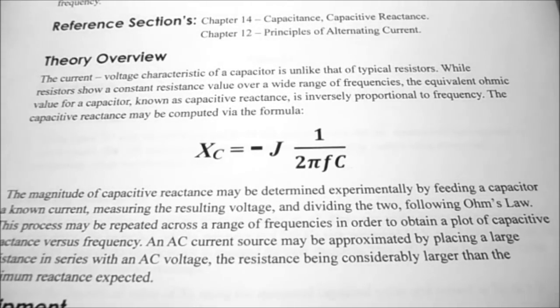It goes on to say that the magnitude of capacitive reactance may be determined experimentally by feeding a capacitor a known current, measuring the resulting voltage and dividing the two, following Ohm's law. This process may be repeated across a range of frequencies in order to obtain a plot of capacitive reactance versus frequency. And it says an AC current source may be approximated by placing a large resistance in series with an AC voltage, the resistance being considerably larger than that of the maximum reactance expected.